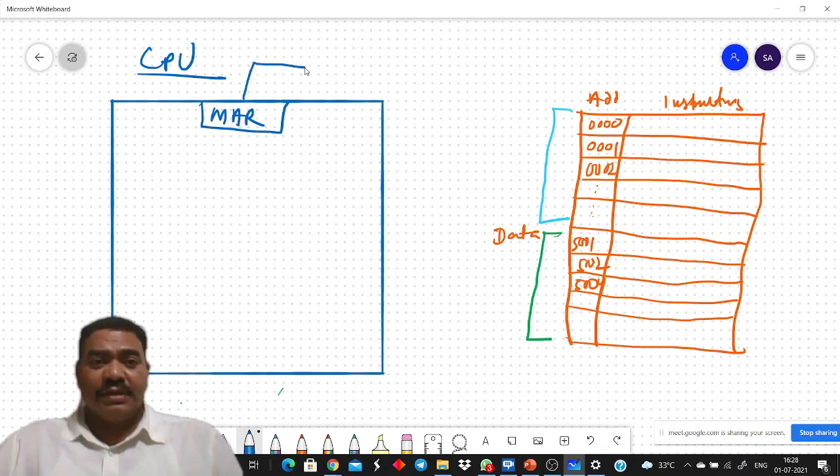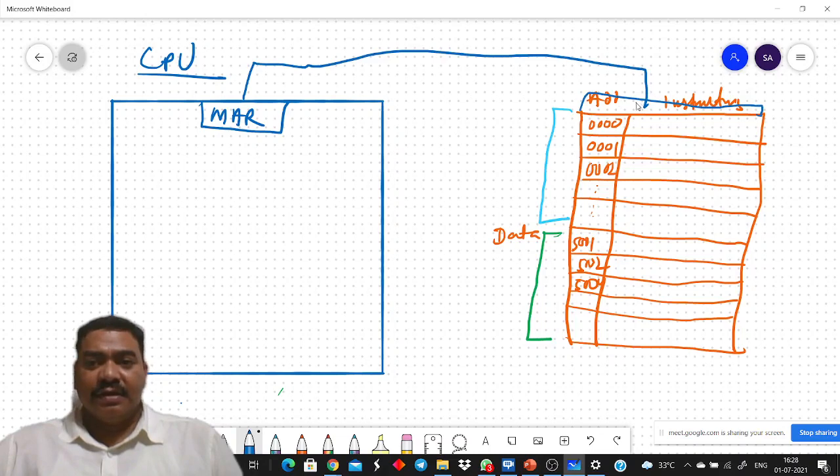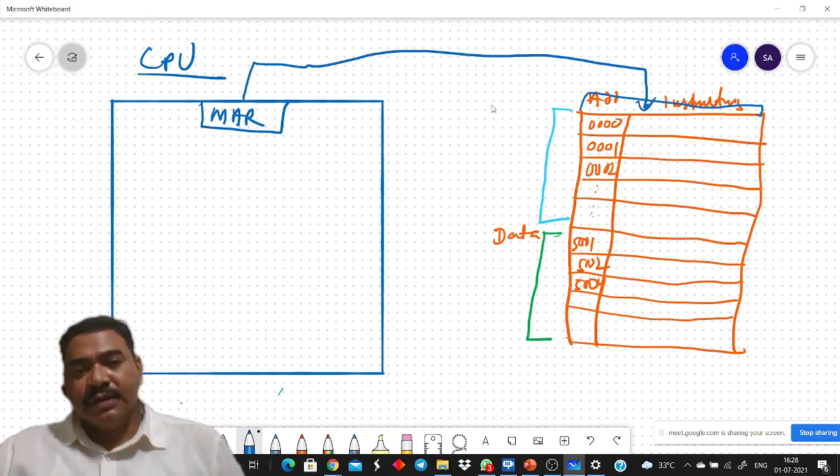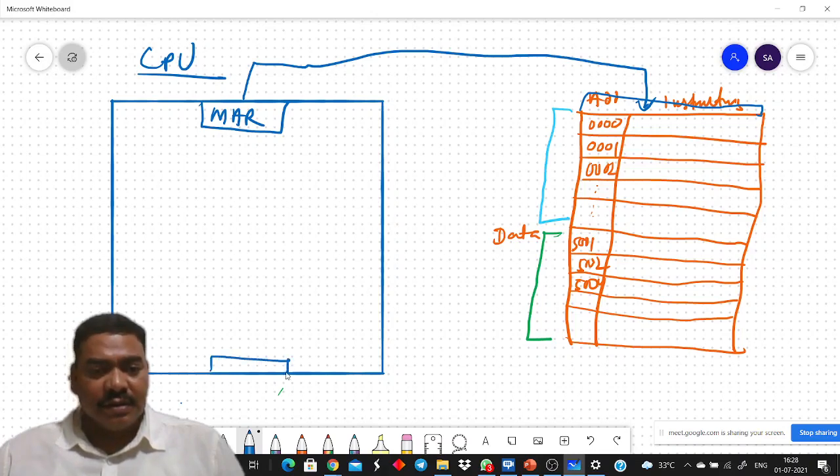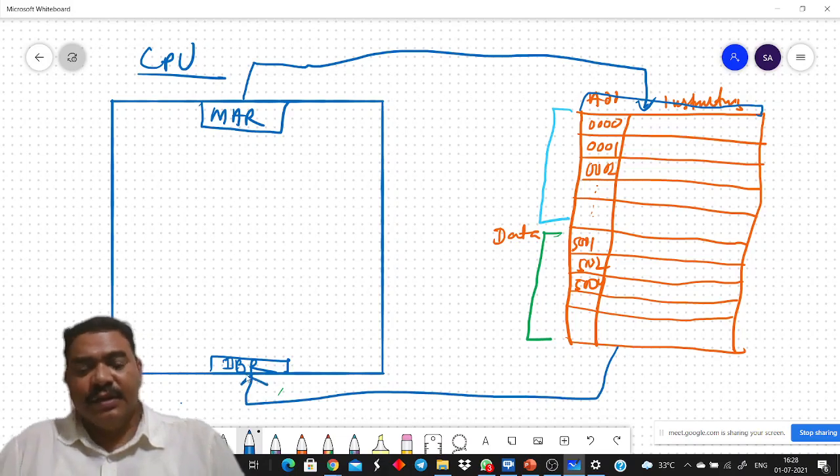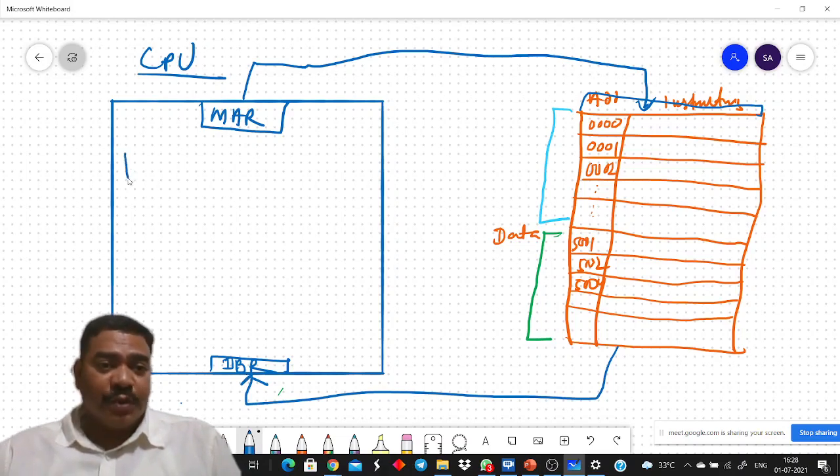This memory address register is connected with this memory interface, right? Connected with this, and here is the data buffer register. It is connected with this data buffer register. The fetched data will be placed in the data buffer register. So this is your program counter.